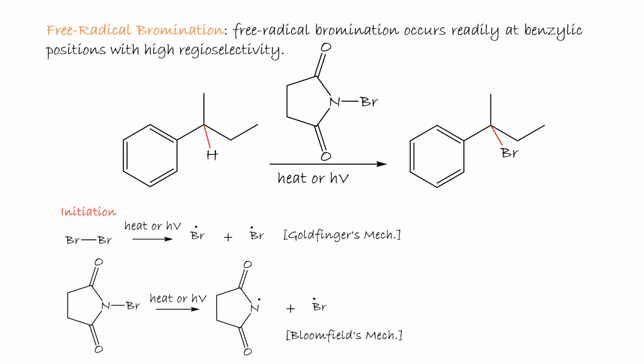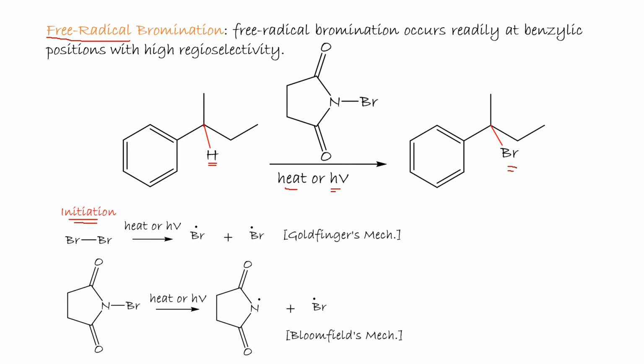Free radical bromination. Free radical bromination occurs readily at the benzylic position with high regioselectivity. So if you have here benzylic with at least 1 H, we react that with N-bromosuccinimide, heat or light, we get the bromo compound. As we know, it's free radical bromination. So we have 3 steps: initiation, propagation, and termination.